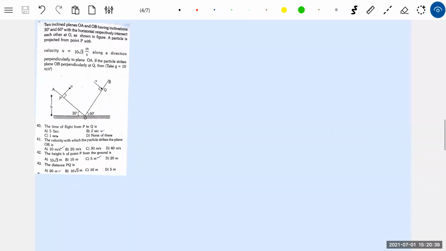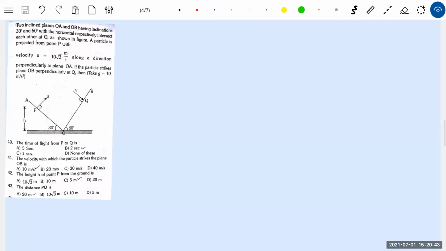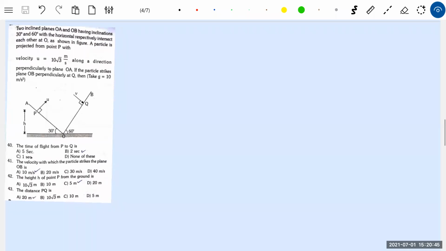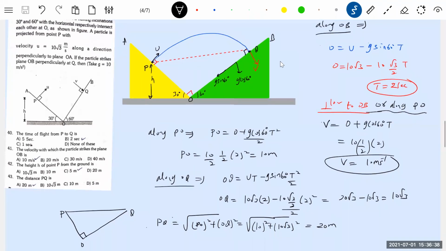Read the question. Anyway, it's an easy problem. I'll explain once again. Now we'll start. The particle is projected from point P, so it's going to move in a parabolic path. This is the parabola.